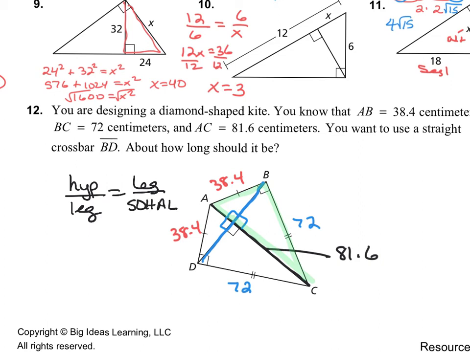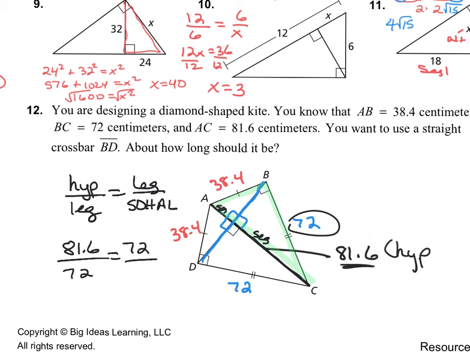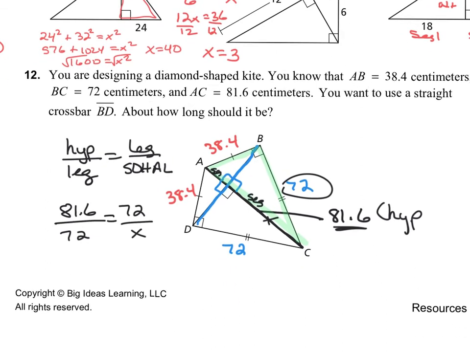So what I'm gonna do is I'm gonna find this missing piece. Remember the 81.6, this is the whole hypotenuse. So I could say I'm gonna find this segment or this one, it doesn't matter. So let's go ahead and do the 72. So I'm gonna do hypotenuse, which is 81.6, over the leg, which is 72. And I'm gonna be looking for this segment. We'll call this X.